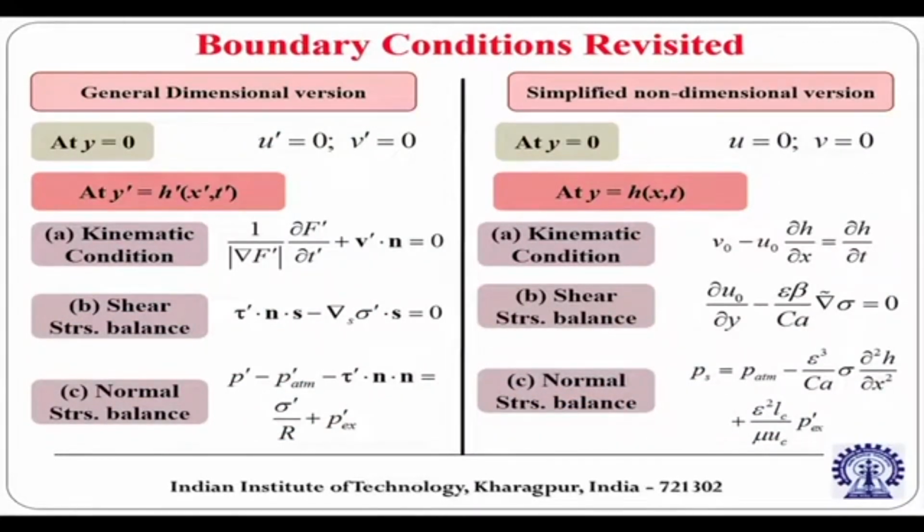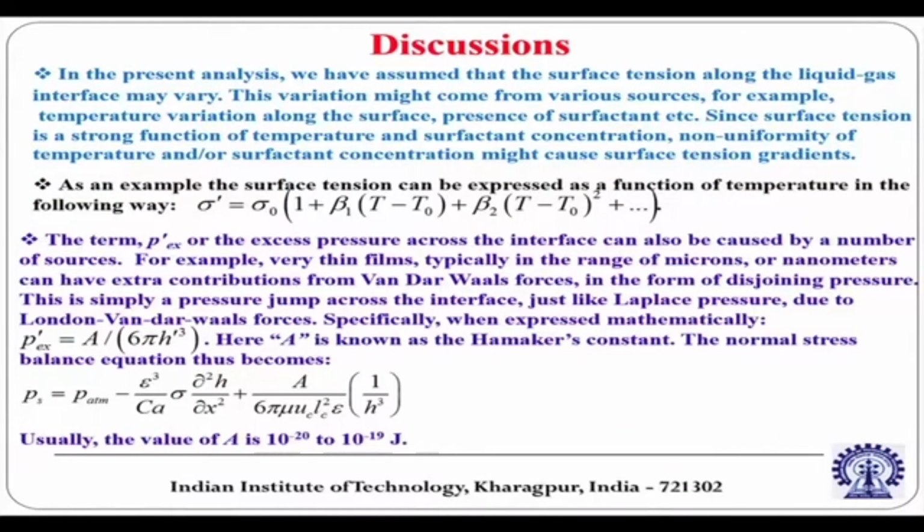Then the boundary conditions: at the interface between the solid and the fluid you have the no slip, no penetration boundary condition, and at the interface the kinematic boundary condition, the shear force balance and normal force balance. Then we assume the variation of the surface tension of a particular form and also introduce the concept of disjoining pressure, so that we could write the pressure jump across the interface in terms of these parameters. We did these in significant detail, so I am just summarizing.